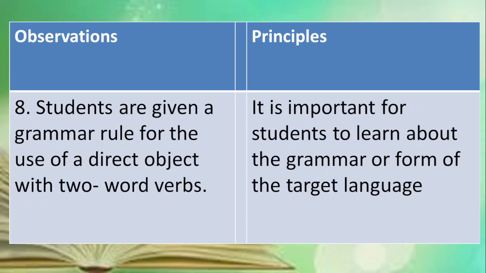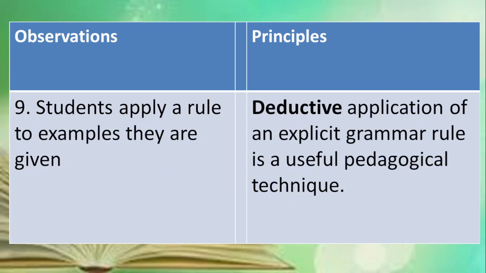8. Students are given a grammar rule for the use of a direct object with two-word verbs. It is important for students to learn about the grammar or form of the target language. 9. Students apply a rule to examples they are given. Deductive application of an explicit grammar rule is a useful pedagogical technique.